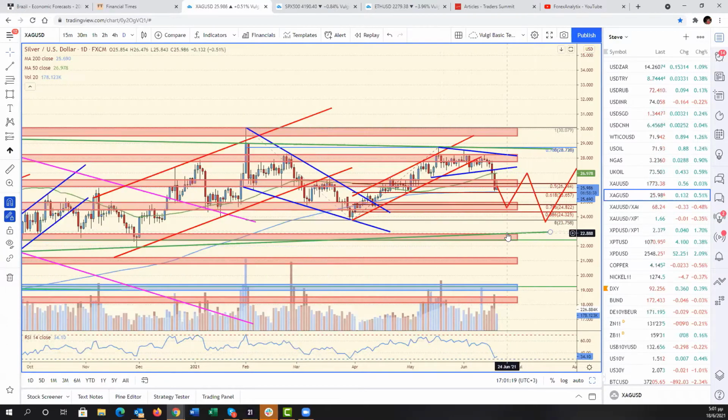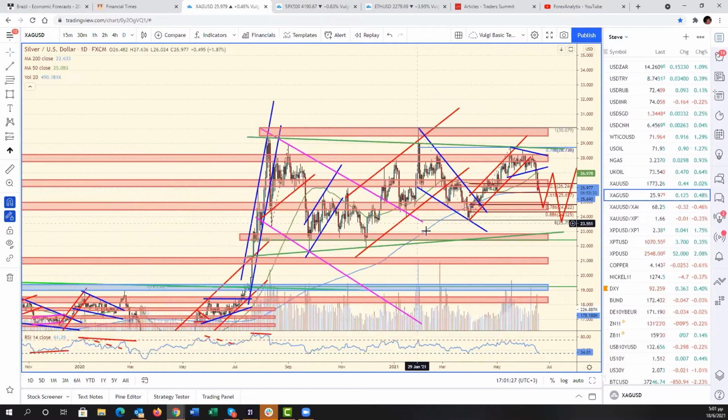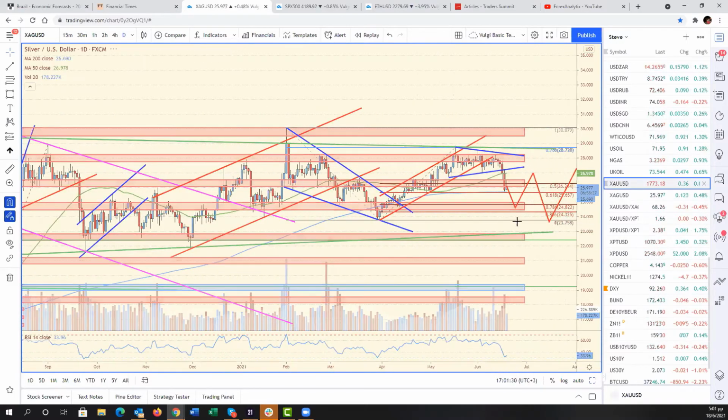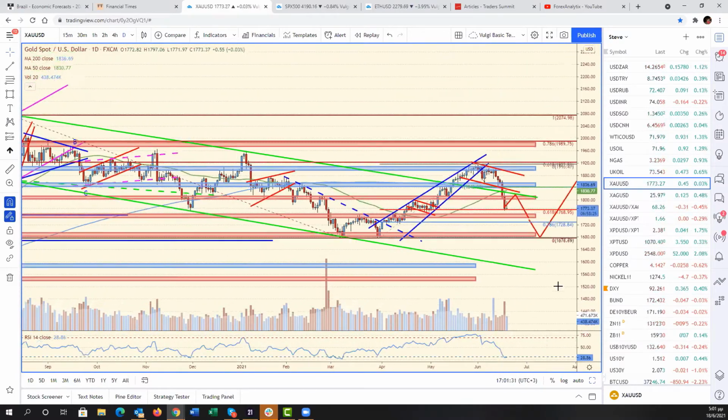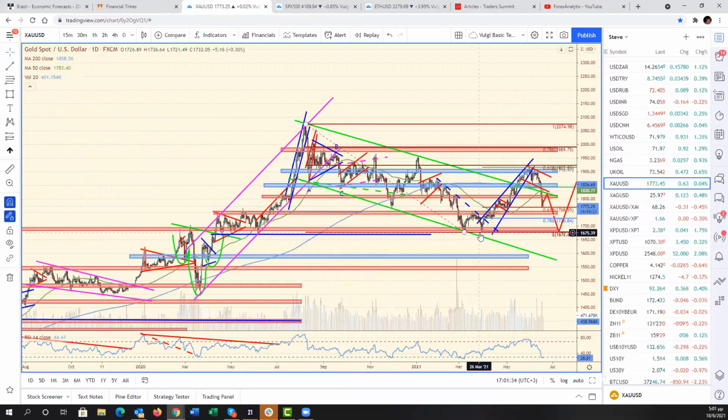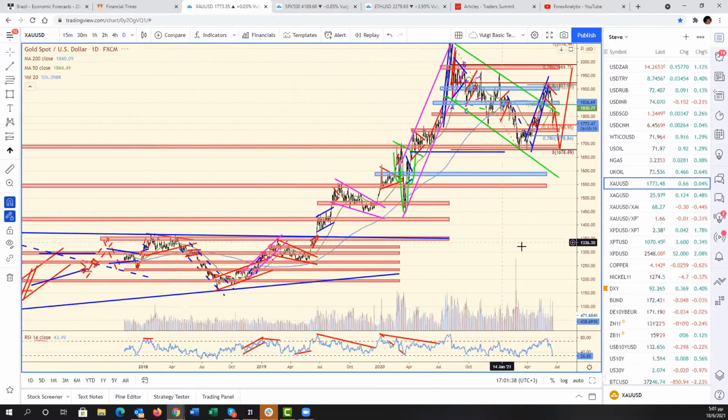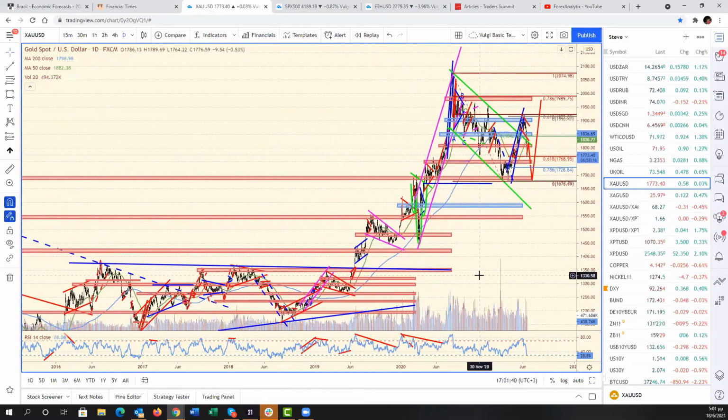We can even go all the way down, just below $23, and still be in a bullish long-term consolidation, right? You can see it here. In the case of gold, we can even produce a lower low from the 1675 and still be in a bigger bullish consolidation. Don't forget, always zoom out to know where you are at.